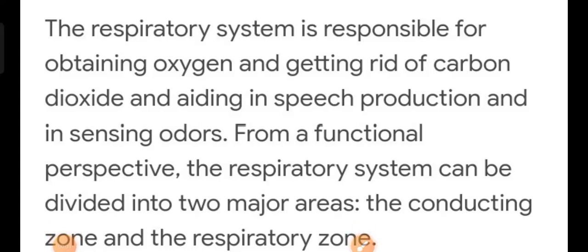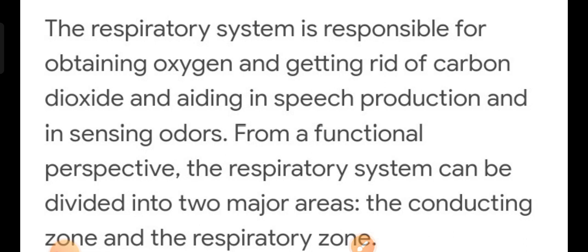Today I am going to discuss the respiratory system. This is the second unit for BSc Nursing first years, first semester, in the subject of applied anatomy. This is applicable for all the states of India. So let me start one by one. This is the second unit, the respiratory system, in the subject of applied anatomy.